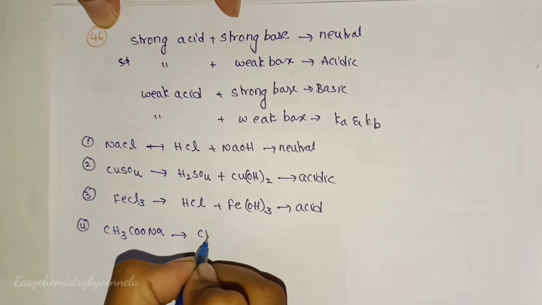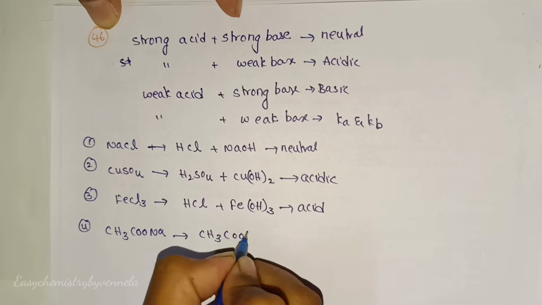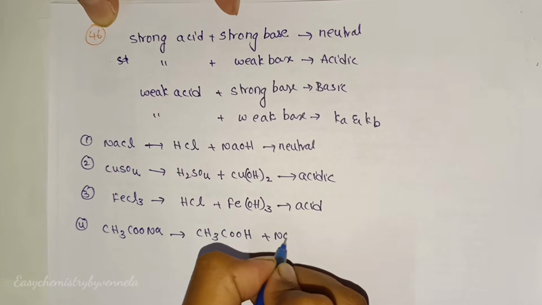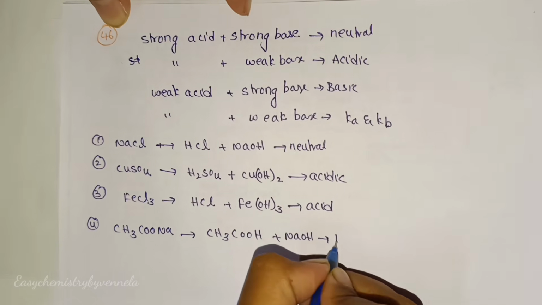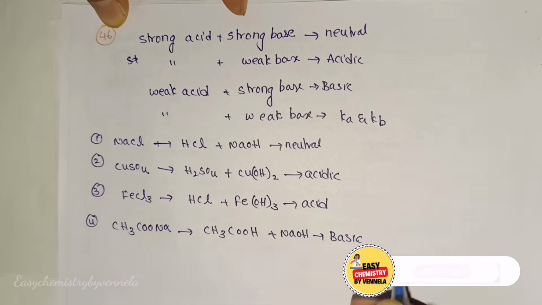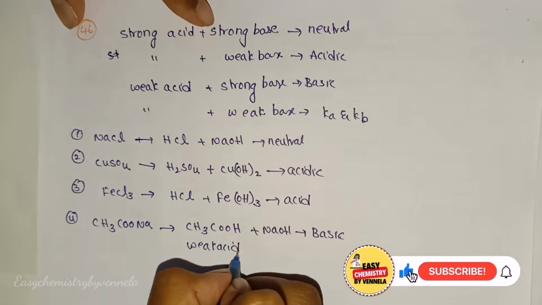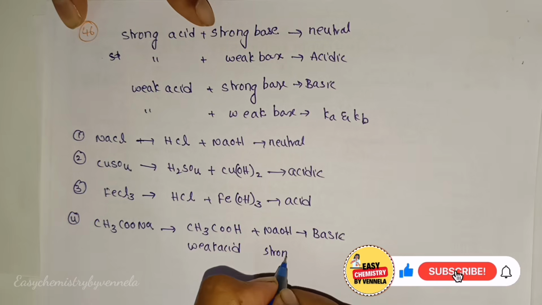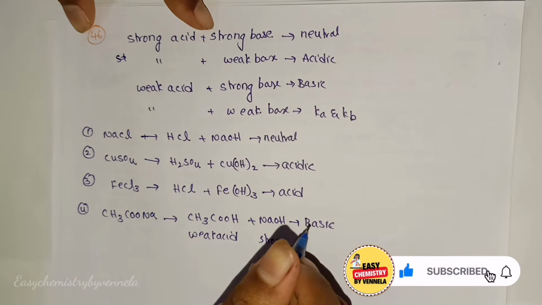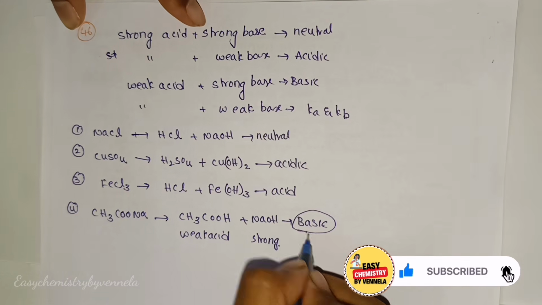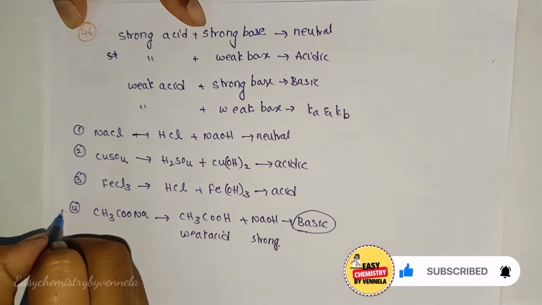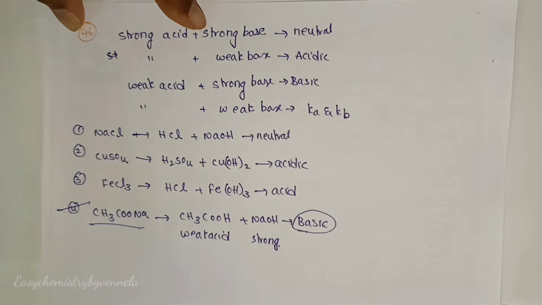Fourth option, CH3COONa. This is from CH3COOH plus NaOH. This is basic. This is a weak acid and it is a strong base. Our question is which is basic? This one. So the correct option is the fourth one.